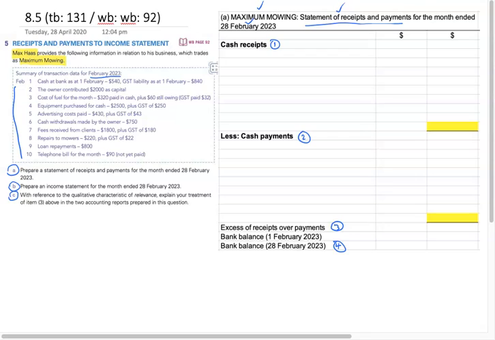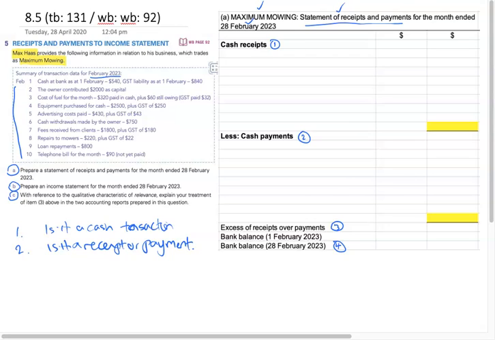How do we start this question? Well, we look at these transactions and ultimately do 2 things. First, we ask, is it a cash transaction? And then secondly, we ask, is it a receipt or a payment? So let's go through this.